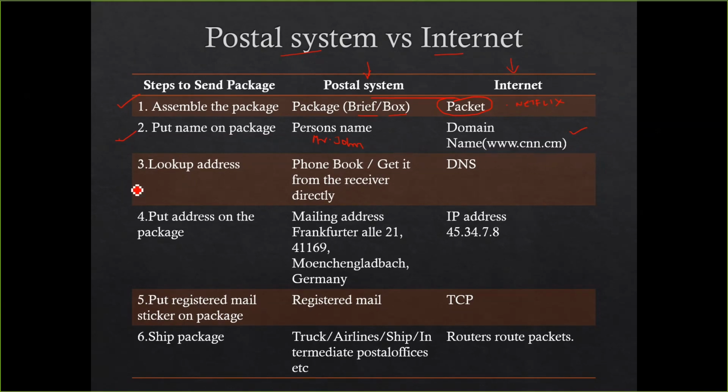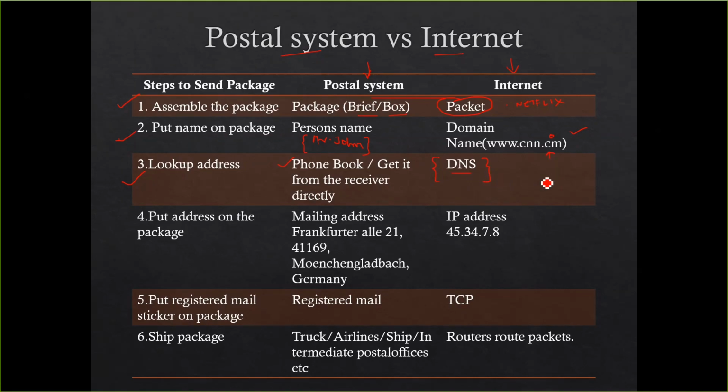So now the next question is, you need to know the address of Mr. John. Either you look in a phone book or get it from the receiver directly. In the IP world, there's something called DNS, or domain name system. I don't know the IP address directly, so I need to go through this. I'm typing CNN.com in the website, and I don't know the IP address of CNN.com. So that will be resolved by a lookup process called DNS. It's a protocol. We'll see that soon.